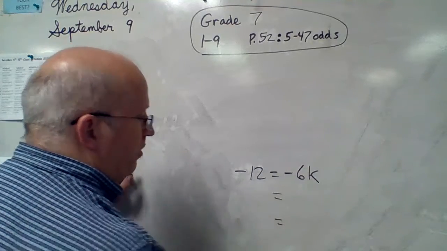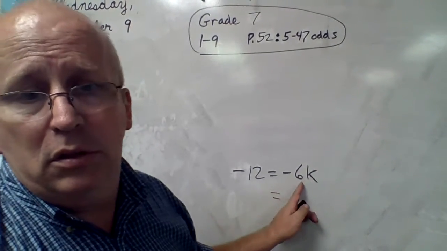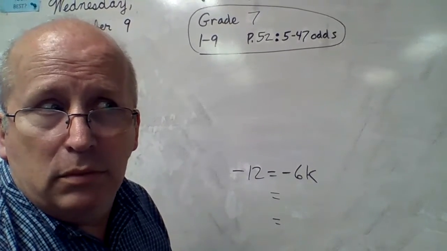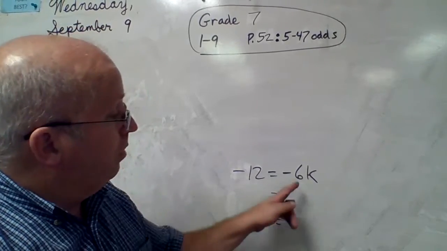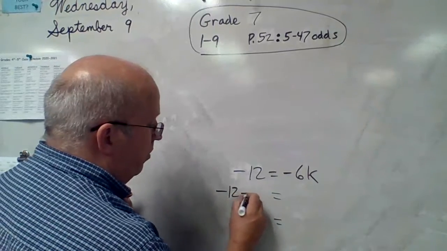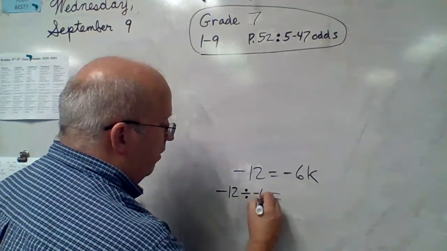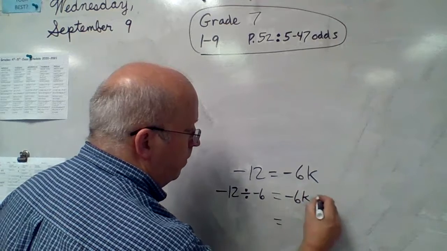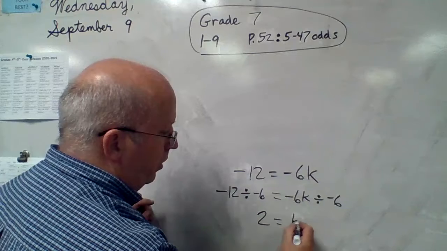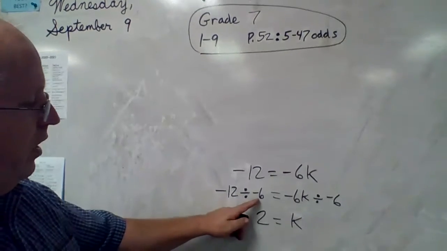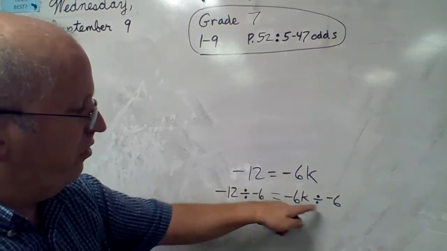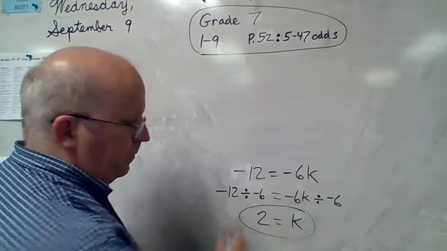What is our variable attached to? It's attached to the negative 6. How is it attached to the negative 6? By multiplication. Yep. So, what's the opposite of multiplying by negative 6? How about dividing by negative 6? And what do we get? We get 2 equaling k. A negative divided by a negative is always a positive. And over here, the negative 6s cancel out, leaving us with a k.